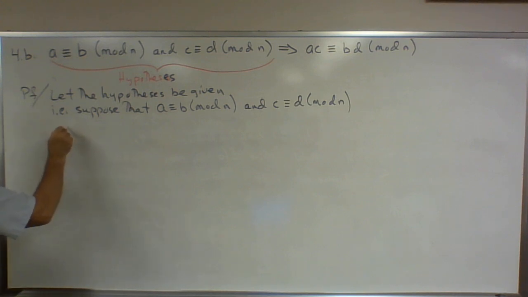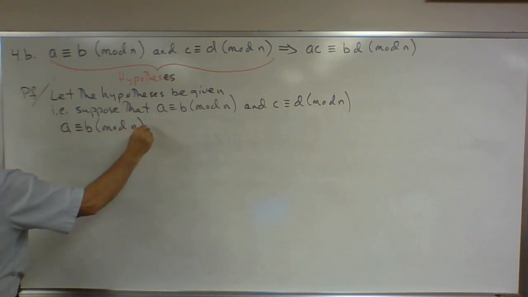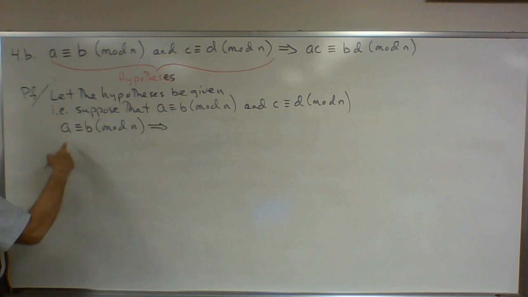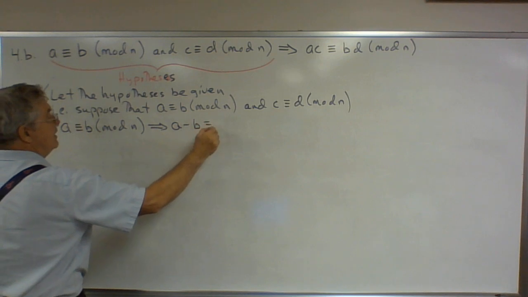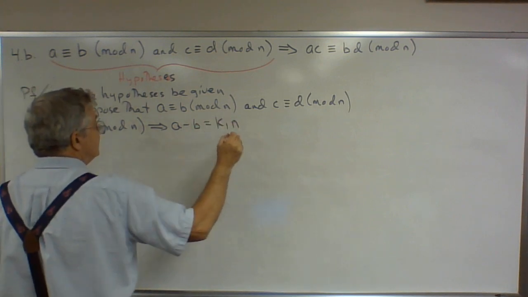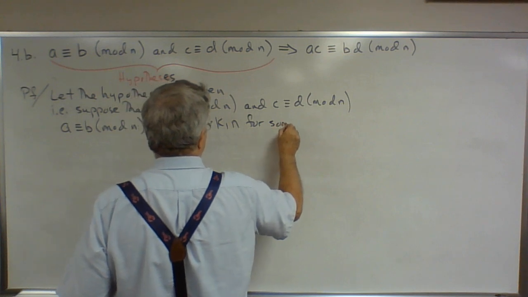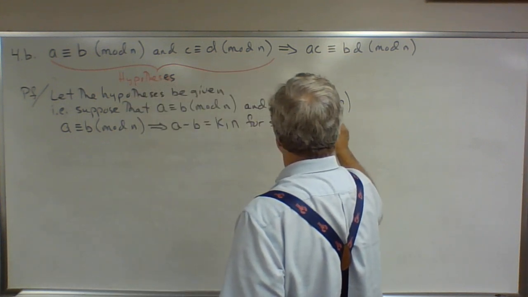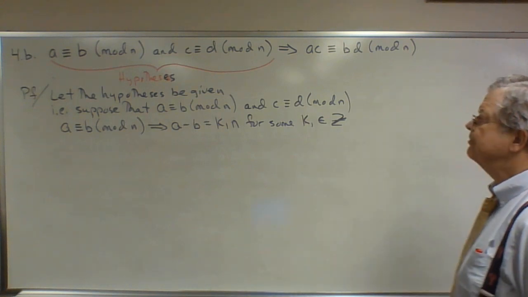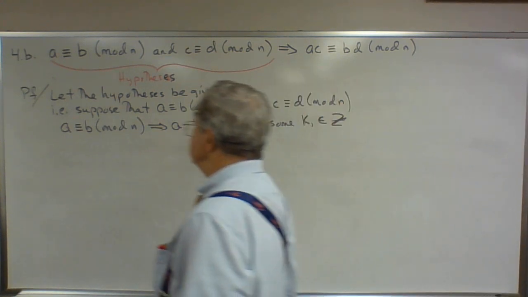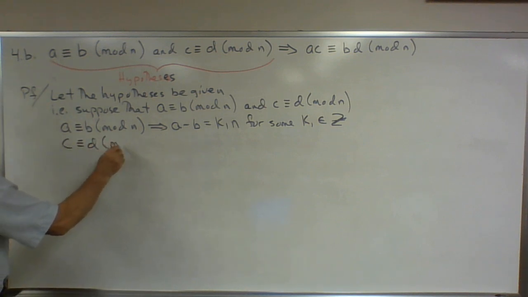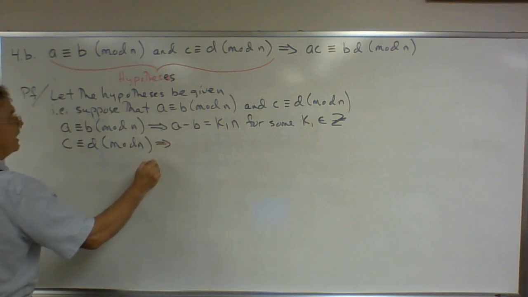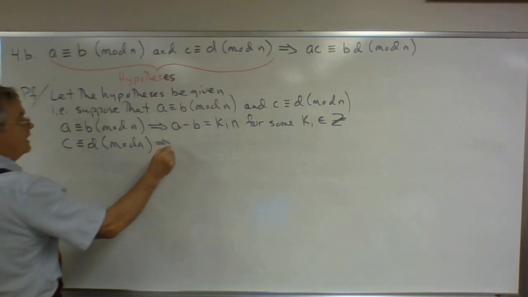And what do we know? A congruent to B mod n implies that their difference is a whole number multiple of n. A minus B is equal to k1 n for some integer k1. And I'll do the same thing with C congruent to D. C congruent to D implies their difference, C minus D.